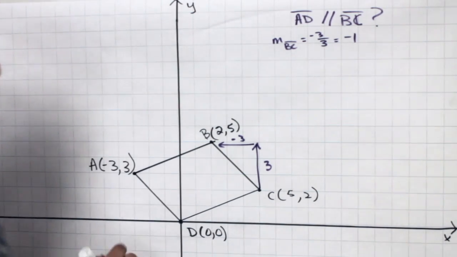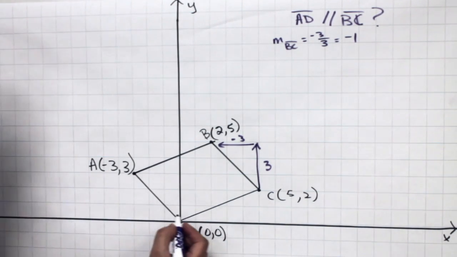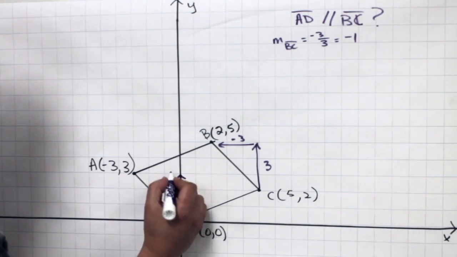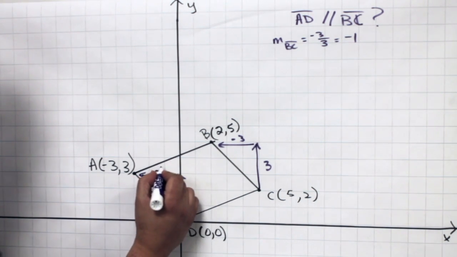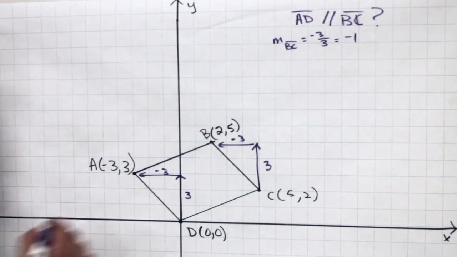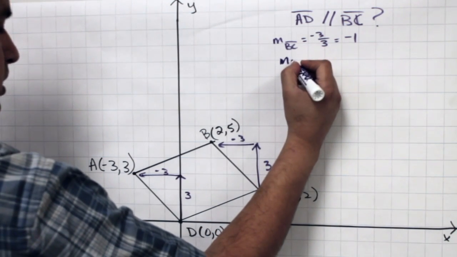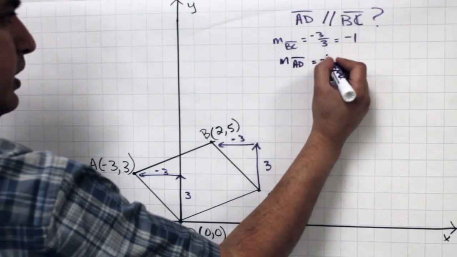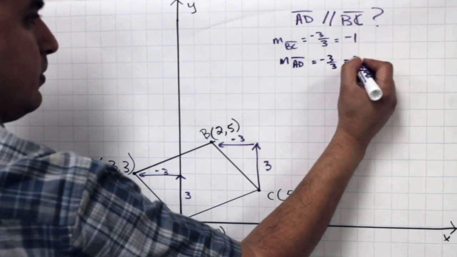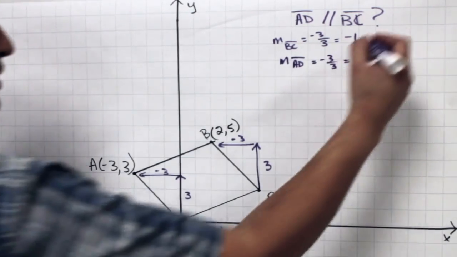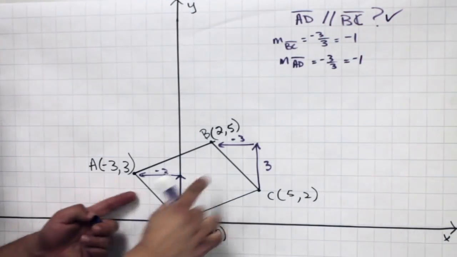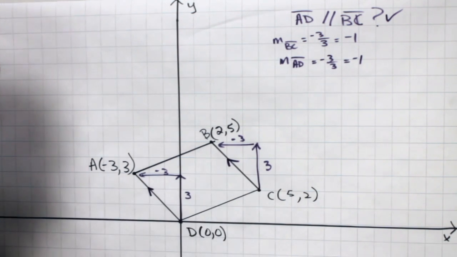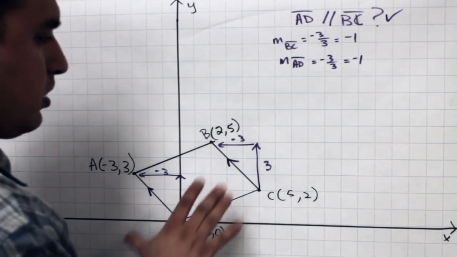Now I want to do the same thing for A to D. I go up 3, and I go back 3, so that's negative 3. So the slope of segment AD is also negative 3 over 3, which is negative 1. So, yes, I know that these two sides are parallel. Now I have to show if they are congruent.